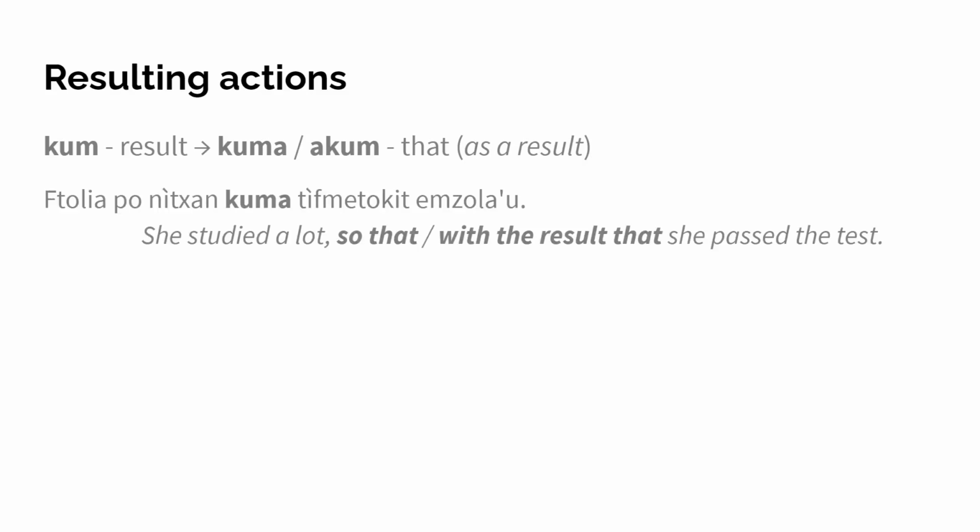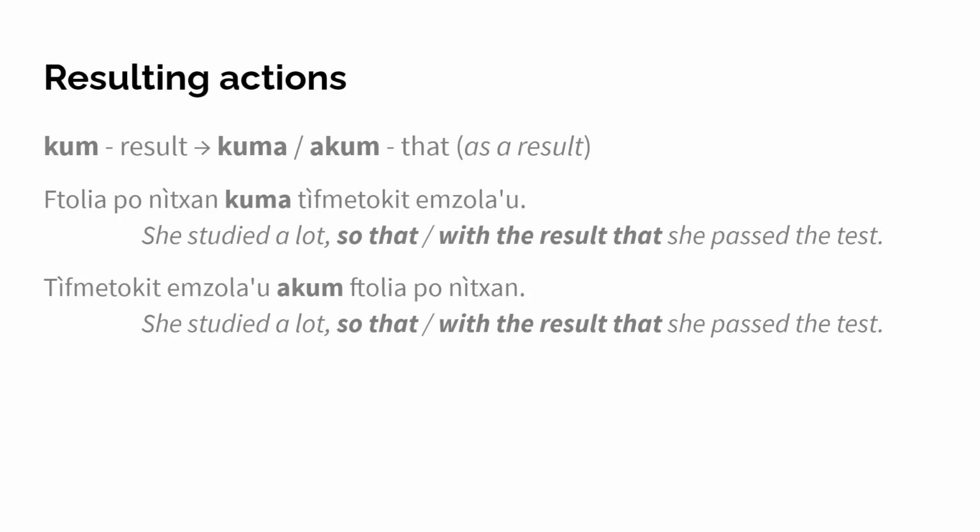Resulting actions you probably remember from 2 slides ago. Kum means result, so we get kuma or akum, dead, as a result, so with the result dead. Vtolia ponit an kuma tifmetokit emsolau. She studied a lot, so that, or with the result dead, she passed the test. Tifmetokit emsolau akum vtolia ponit an.